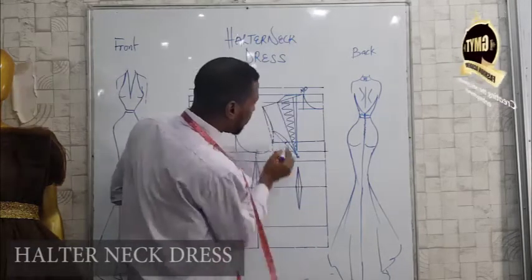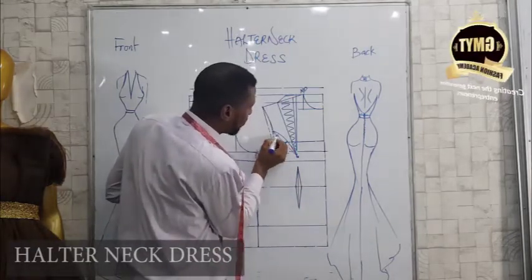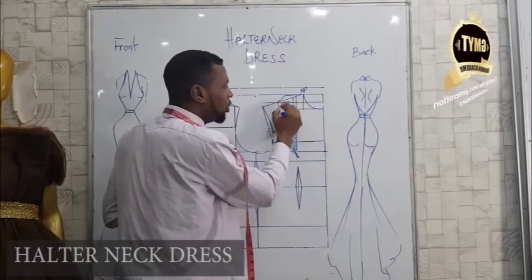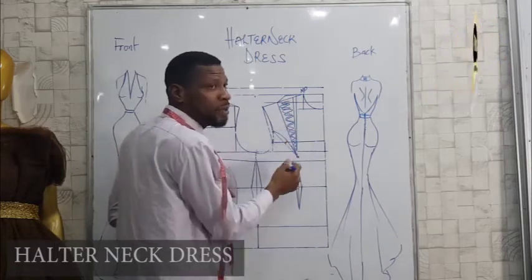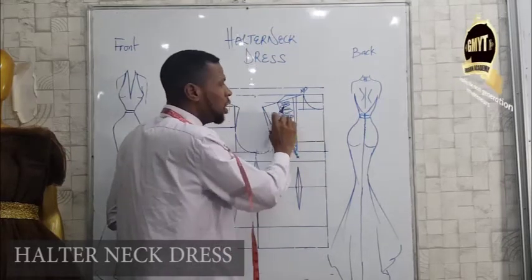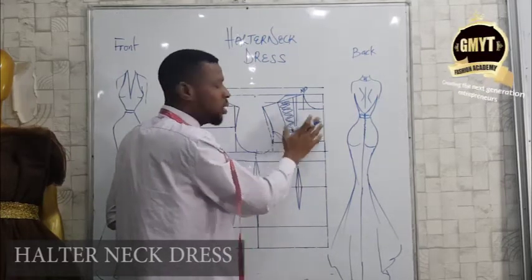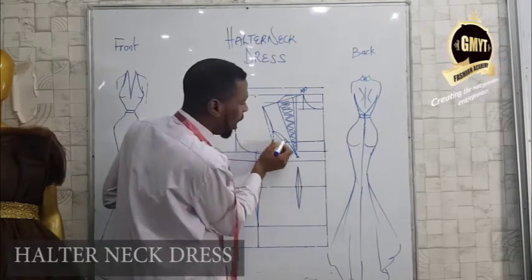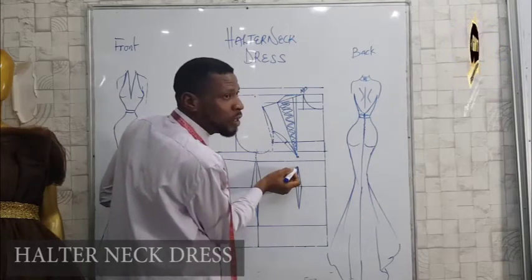So now I've done this already. I've connected like this. That means this dart, as I've actually done this, is no longer existing on the pattern, because once you close it, it becomes non-existent. So it's now transferred here. So I'll have to link this dart coming from the armhole to the dart on the waist.